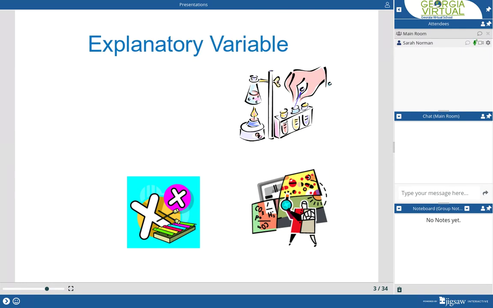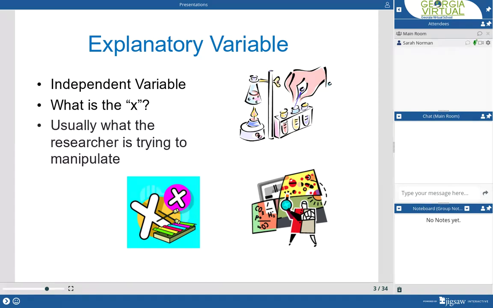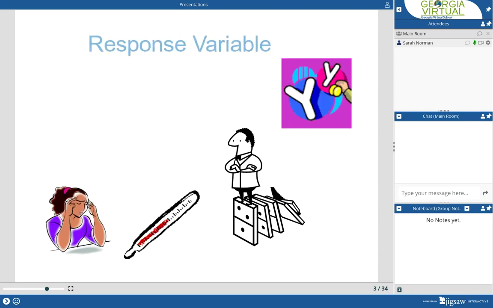So there is going to be an explanatory variable, which is also known as the independent variable. This is known as the x value, or the variable on the horizontal axis, or the x-axis, if you took algebra, which I'm sure you did. It's usually what the researcher is trying to manipulate. So you'll manipulate the x variable and see how the y variable reacts.